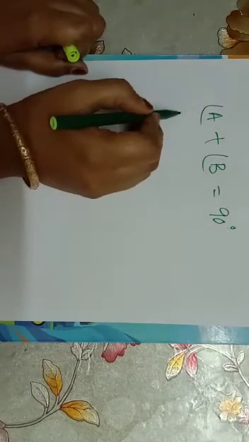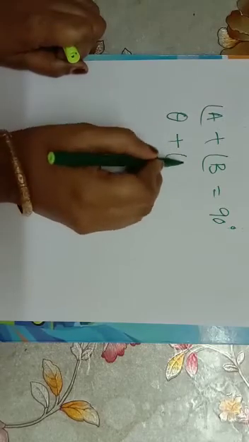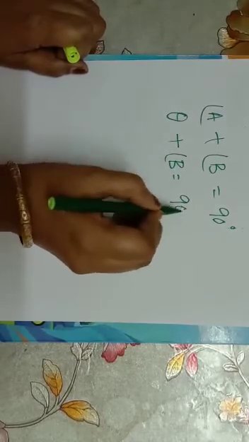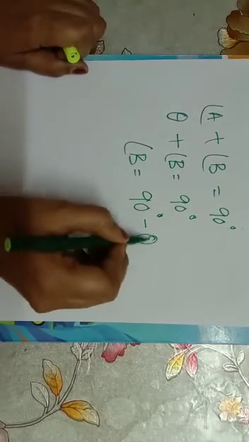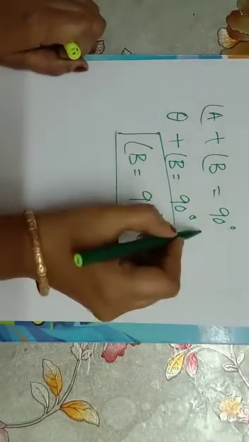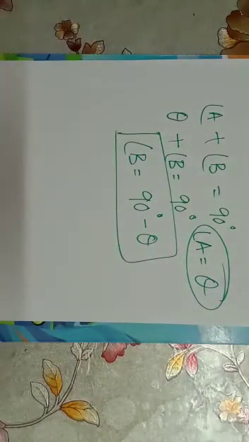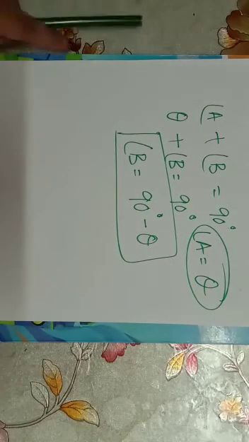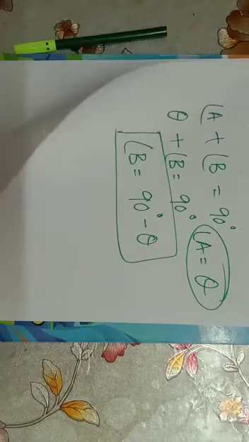Suppose angle A is theta. Now what will be your angle B? Angle B will be 90 minus theta. If angle A is theta, angle B is 90 minus theta. Let's use this concept. In today's class, we'll be using this concept.